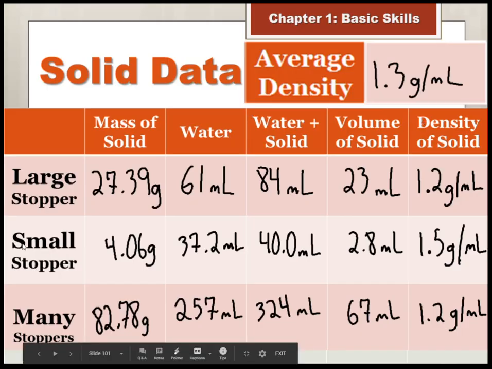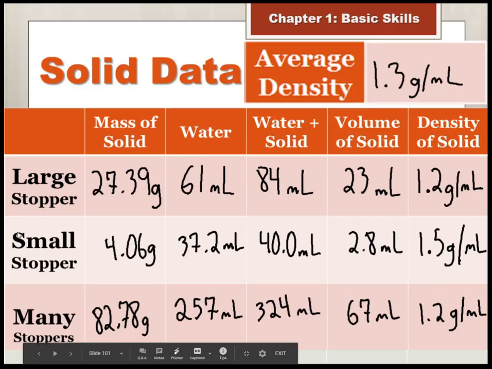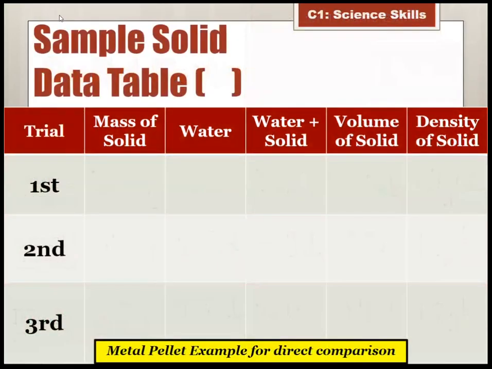Now, when you have something that is a single small stopper, any error is magnified. So that's why this number, the 1.5, is actually different from the 1.2s, and it's a little less trustworthy. Because smaller things are more prone to error. But weighing many things reduces the amount of error you have greatly. So this is the most reliable number, which happened to match what I got the first time. So it was kind of nice.